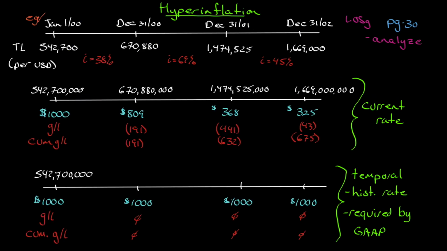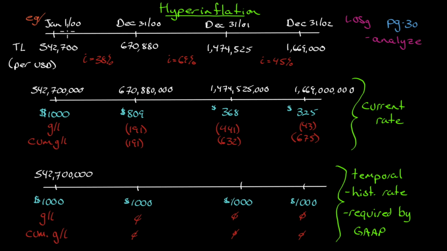All right, let's use an example. We'll set up a timeline here, and we'll look at using the temporal method, and we'll look at the IFRS method. So we'll look at GAAP and IFRS here. This first timeline is just our example, and this is Turkey between January 1st, 2000 and December 31st, 2002. The Turkish lira on January 1st, 2000 was 542,700 Turkish liras per US dollar. On December 31st, it was 670,880. December 31st, 1.4 million, then close to 1.7 million by December 31st, 2002.